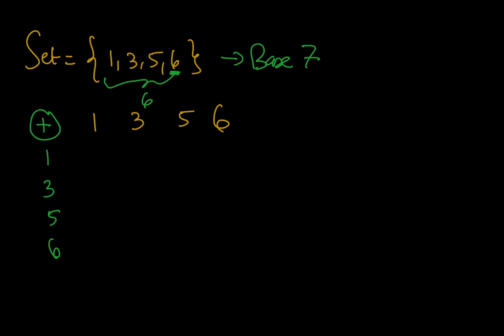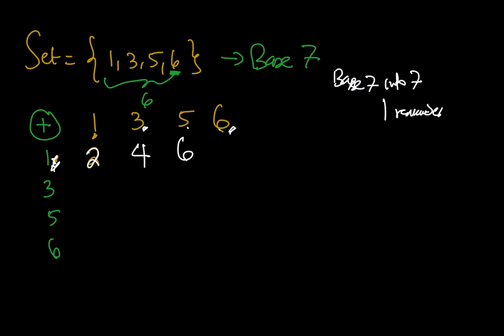So now we're going to be adding. 1 and 1 is 2. Can we write a 2? Yes, we can, because it's less than 7. 1 and 3 is 4. We can. 1 and 5 is 6. We can. 1 and 6 is 7. Can we write 7 in base 7? No, we need to ask the question: base 7 into the number 7 that we added. What do we get? 1 remainder 0. We always write the remainder first, and then the number we are carrying. Then we go to the next one.